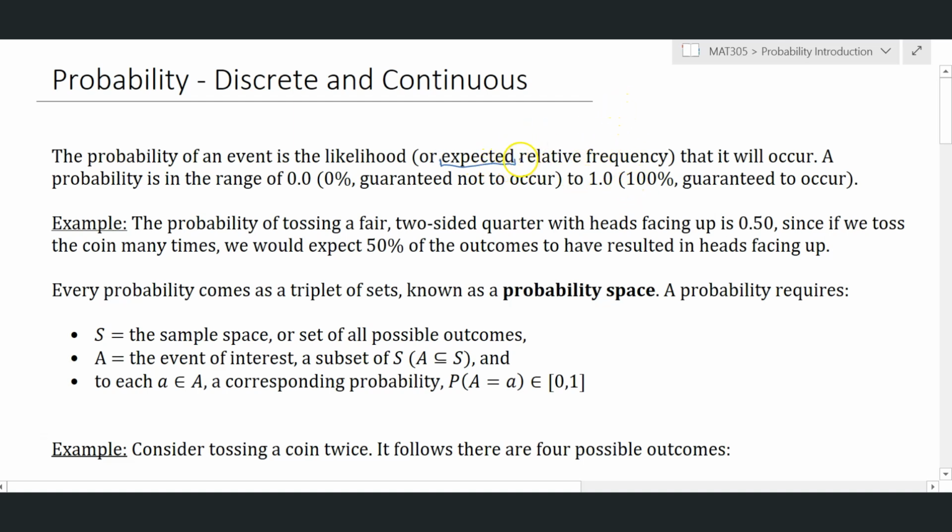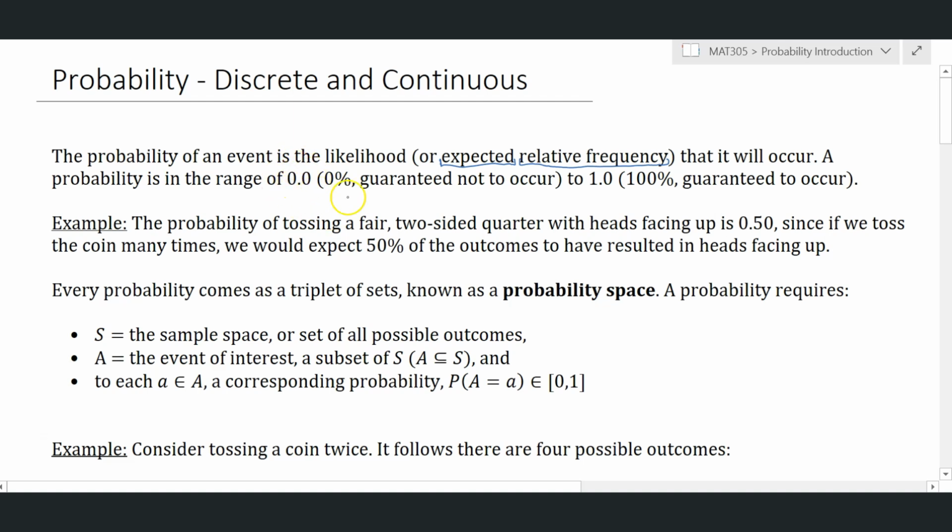And relative frequency means, well, frequency means how often, and relative frequency says, how often do we expect it out of how many times, so to speak. And this is an expectation, meaning that just because you toss a coin 10 times doesn't mean you'll get 5 heads and 5 tails. You would expect that, but that's not guaranteed.